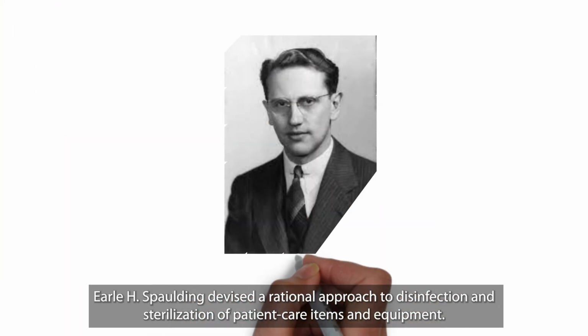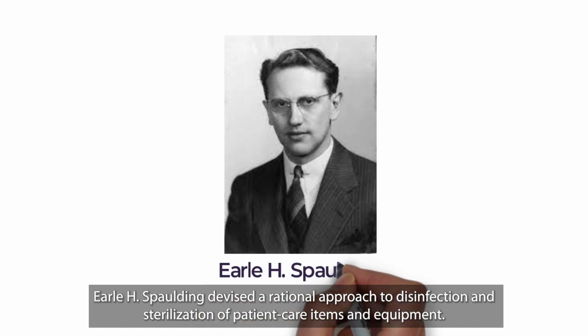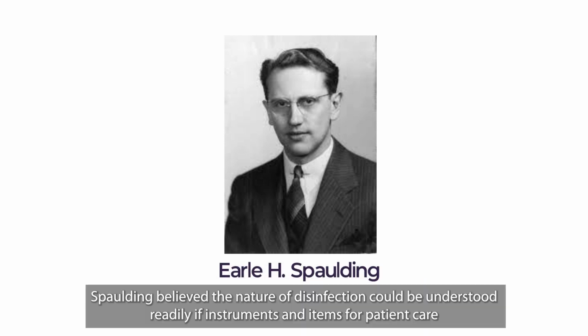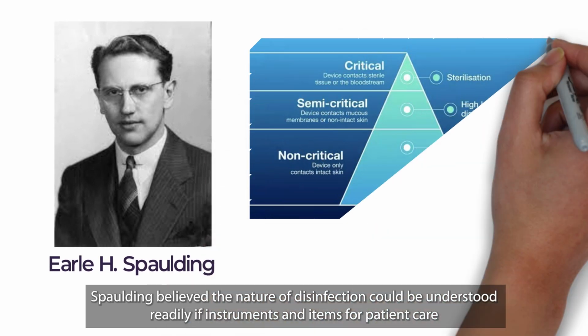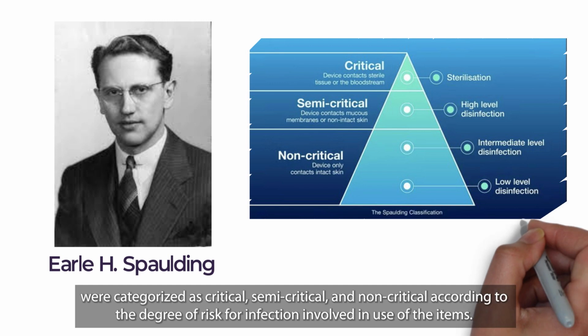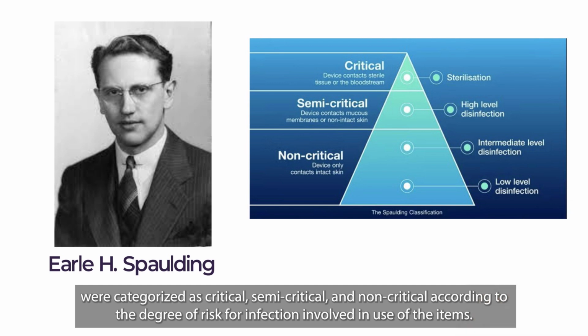Earle H. Spaulding devised a rational approach to disinfection and sterilization of patient care items and equipment. Spaulding believed the nature of disinfection could be understood readily if instruments and items for patient care were categorized as critical, semi-critical, and non-critical according to the degree of risk for infection involved in use of the items.